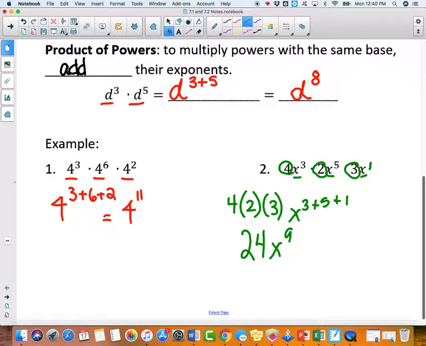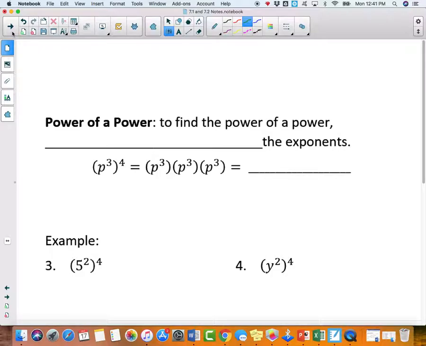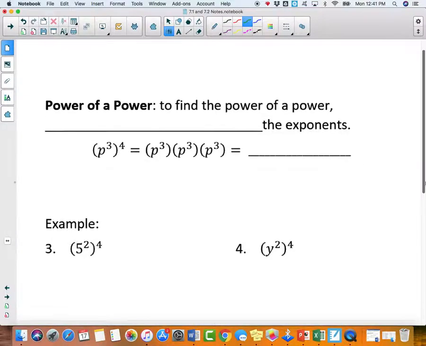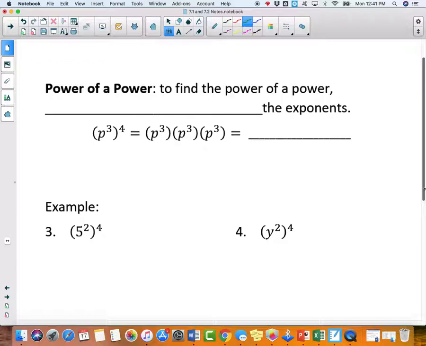Let's see what else we can learn about this. I think we have a rule called the power of a power. So p cubed raised to the 4th power. Well, when I'm trying to find the power of a power, I actually multiply the exponents. Let's see if that makes sense.